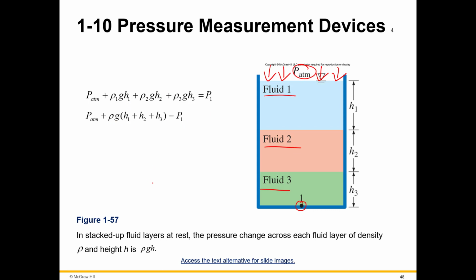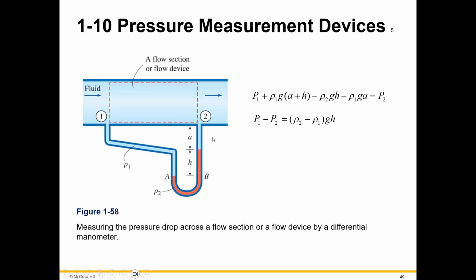So in stacked fluid layers at rest, the pressure change across each fluid layer, of density rho and height h, is rho GH, right? So you have the density of each fluid, because each fluid has its own density. G is a constant, you can pull that out, that's fine. And then you have the height, which is denoted over here, that you would calculate.